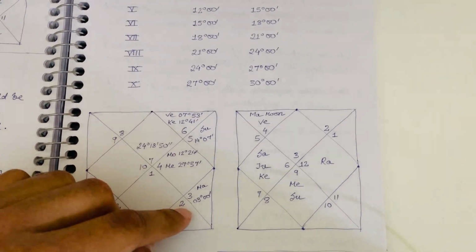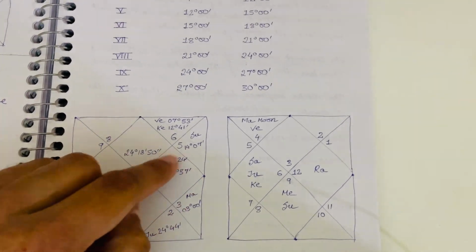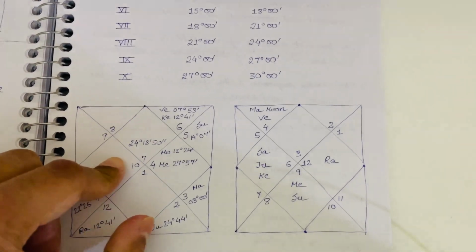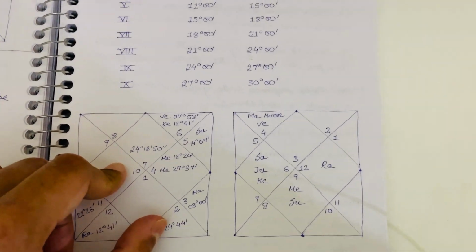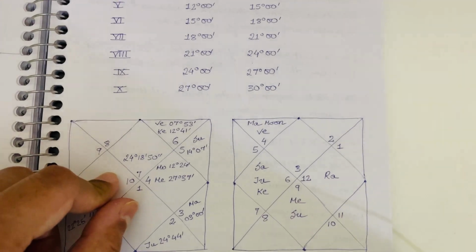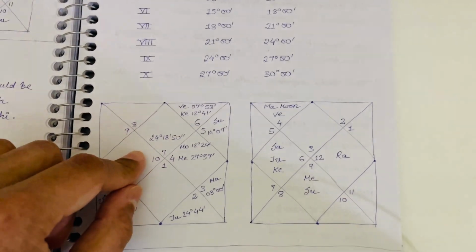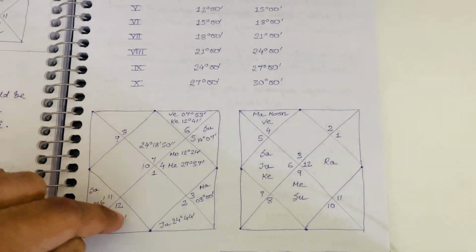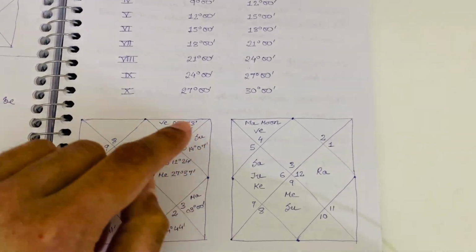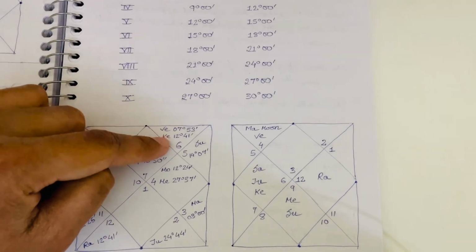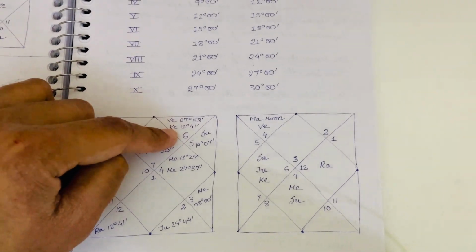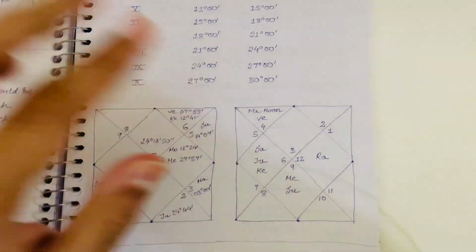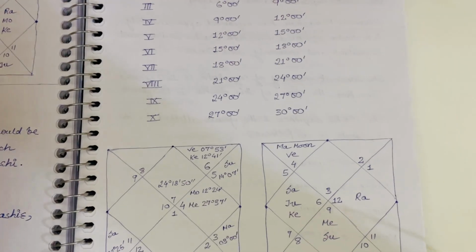So 9th from here, let's count that. 1, 2, 3, 4, 5, 6, 7, 8, 9. So the counting will start from here. The longitude of Jupiter is 24 degree 44 minutes. 24 degree 44 minutes is falling in the 9th Dasamsa. So from here you count 9: 1, 2, 3, 4, 5, 6, 7, 8, 9. So Jupiter will go in the sign of Virgo in the D10 chart. Right? So we are mathematically absolutely correct.